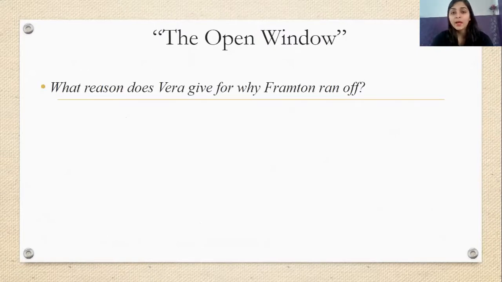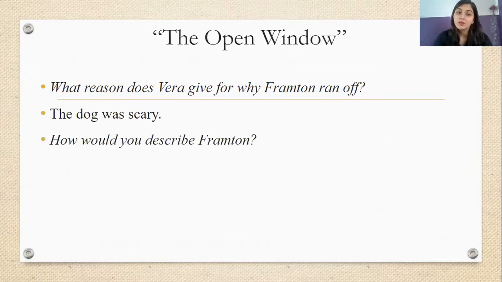What reason does Vera give for why Frampton ran off? Now she has made up another story, right? So let's see. The dog was scary. How would you describe Frampton? Now, she just said that the dog was very scary and Mr. Nuttall, now, you can make this answer a very big one, yes, but I have put it into a sentence so we can have a quick revision of the story as well. So, she makes up a story about the dog and she says that Frampton Nuttall was scared of dogs.